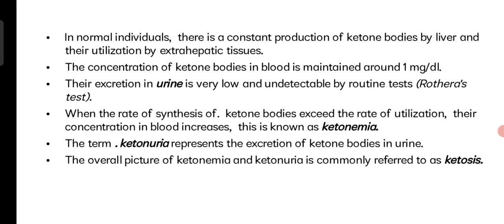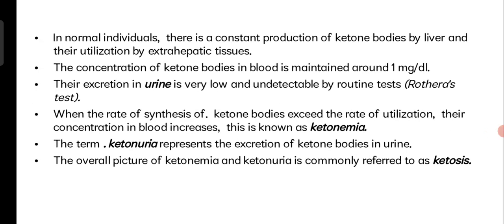Ketonuria means excretion of the ketone bodies through urine. And ketonemia means synthesis will be more, but their utilization will be very less. So in that condition, the concentration will increase in the blood. That is called ketonemia.